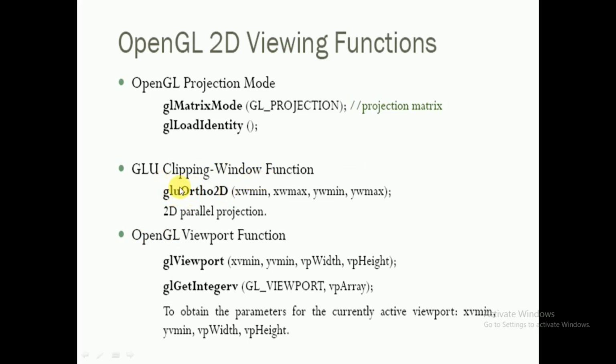To do that, we have gluOrtho2D in 2 dimensions, and glOrtho in 3 dimensions. The parameters for these define the clipping window, like when you are taking an image in a film, it comes in a window. That means x minimum, x maximum, y minimum, y maximum. You have to set some clipping window.